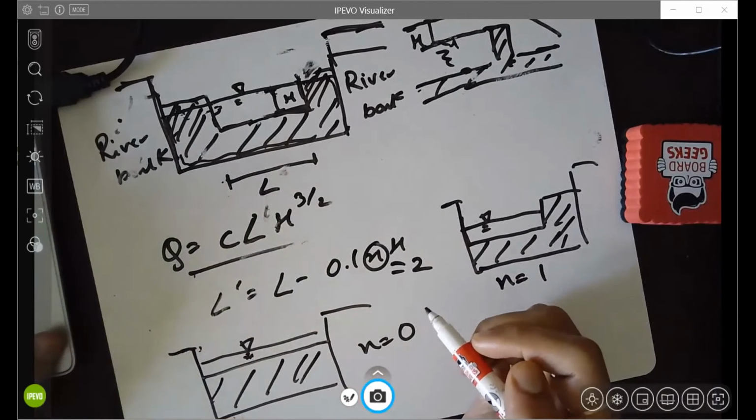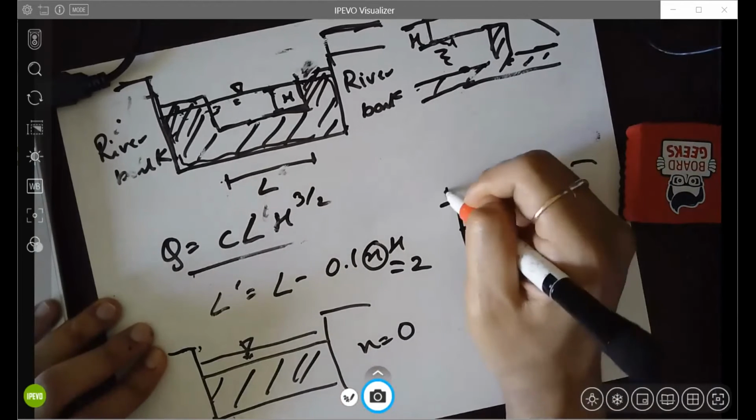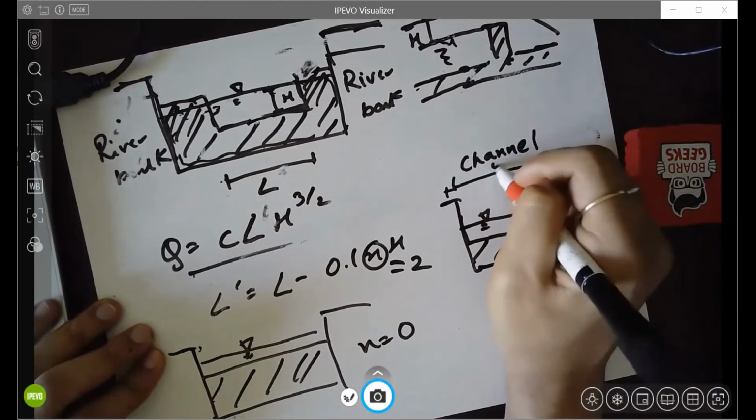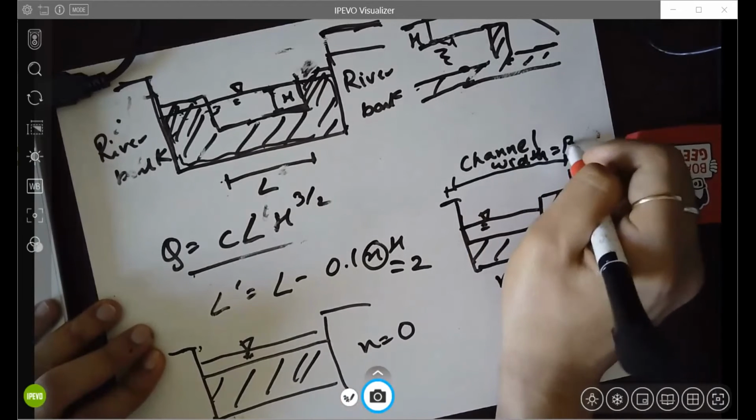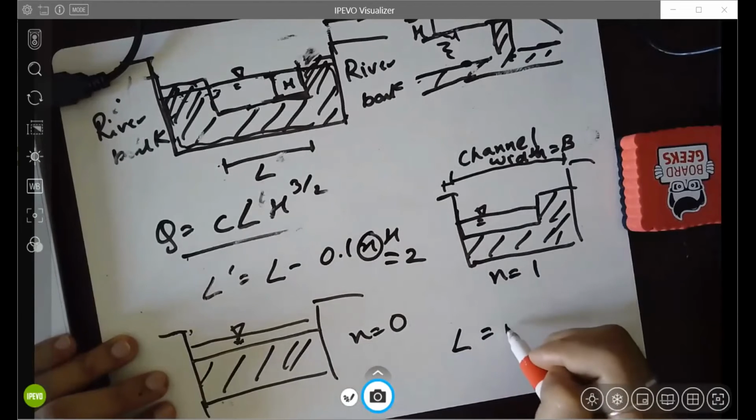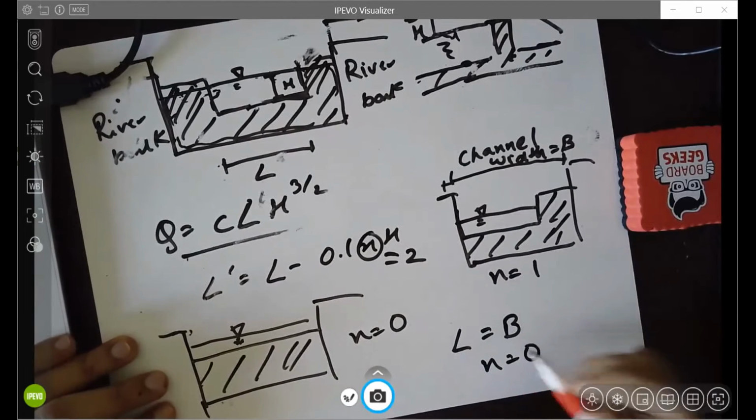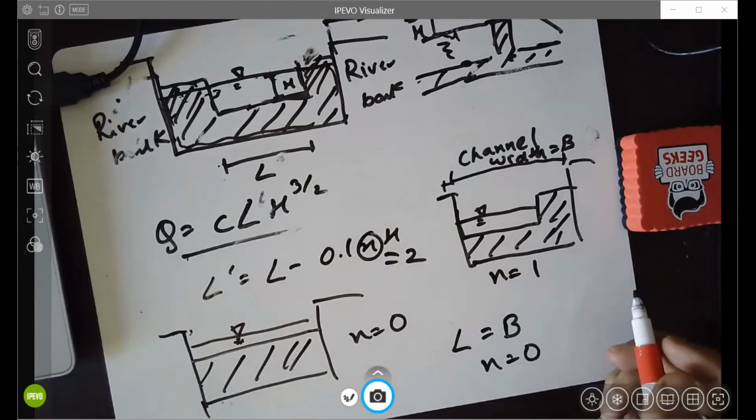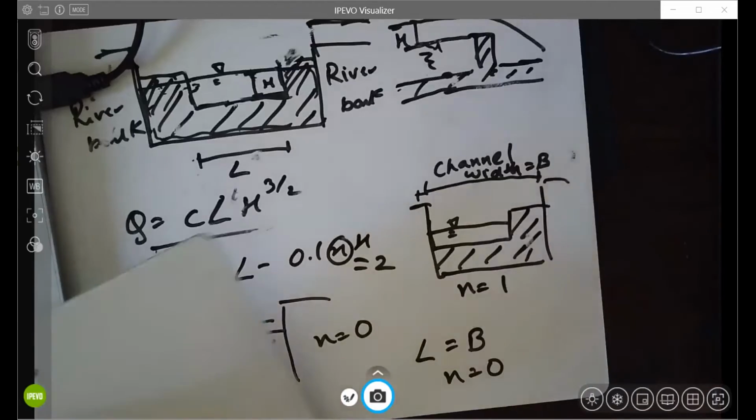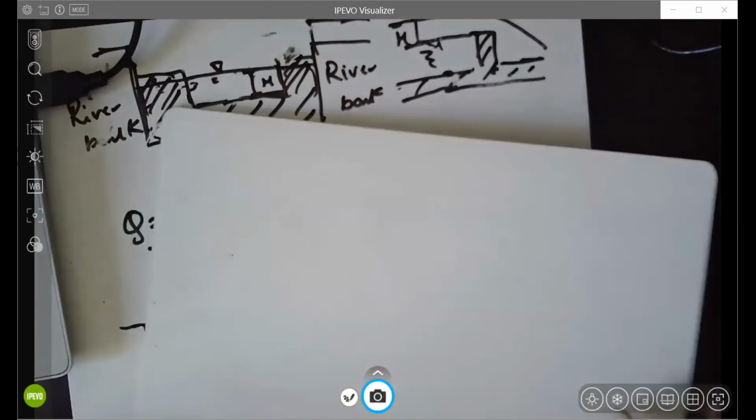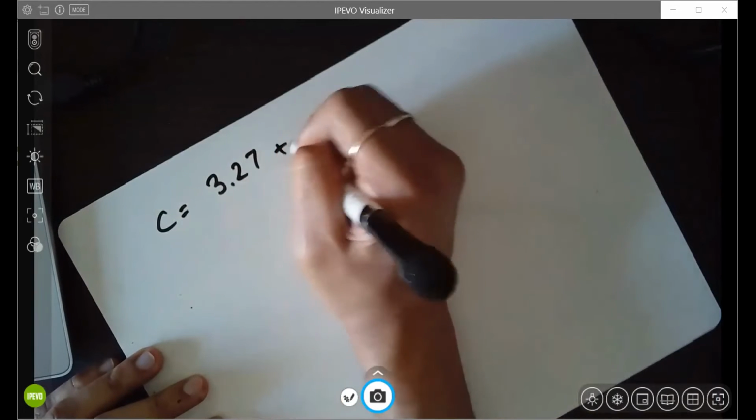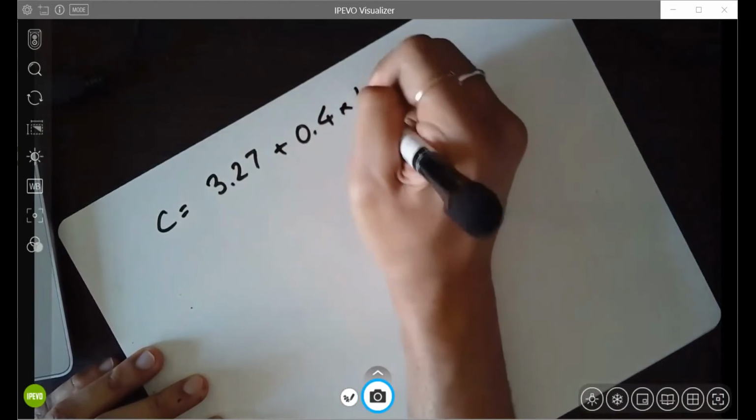This part is called the channel width. So if L is equal to B, then N is equal to 0 basically. And what's the value of C? C is equal to 3.27 plus 0.4 into H over P.